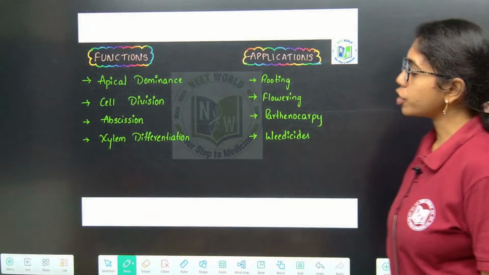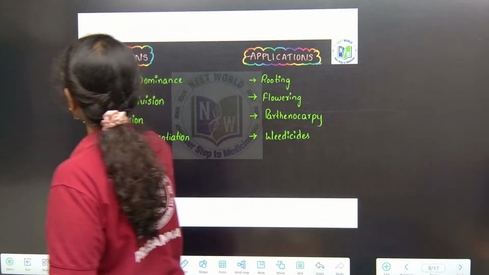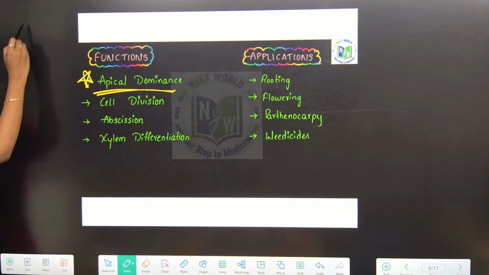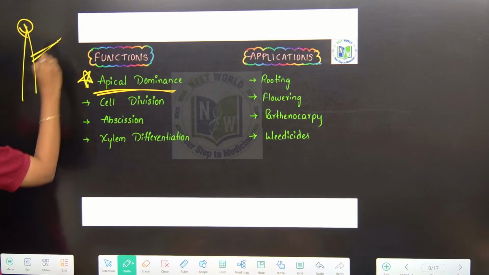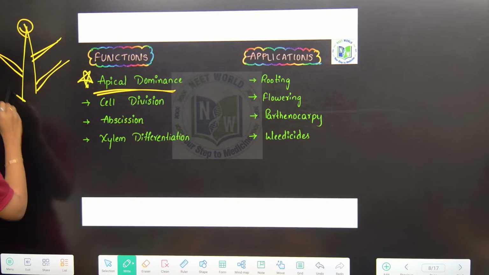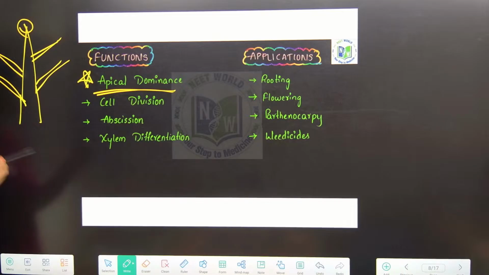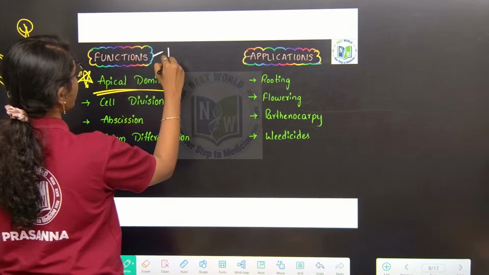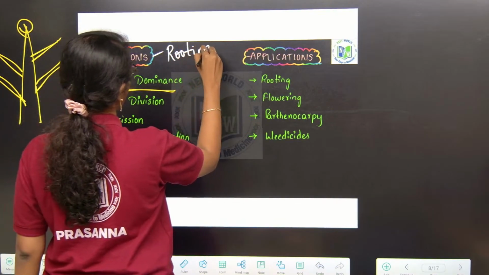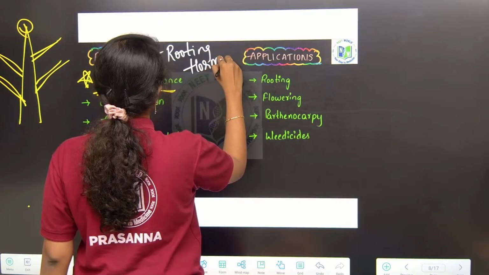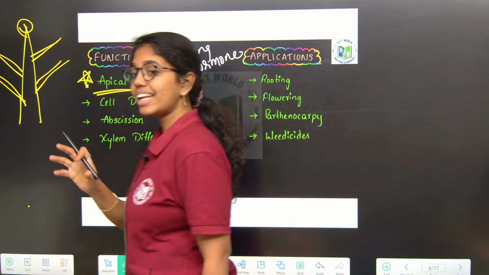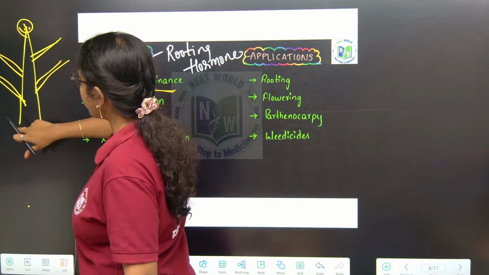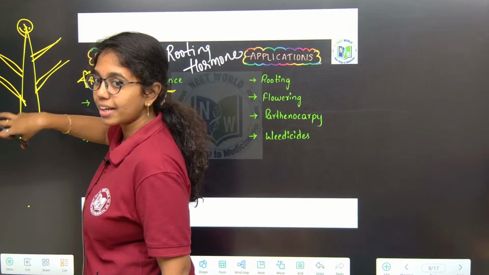Now, functions of auxins. Primary function of auxin is apical dominance. What is apical dominance? See, the shoot tip is there and its lateral branches will be there, right? Auxin is called the rooting hormone. But most of the auxin is synthesized in the shoot position, and from the shoot it reaches the root and most of its activity is done in the root.